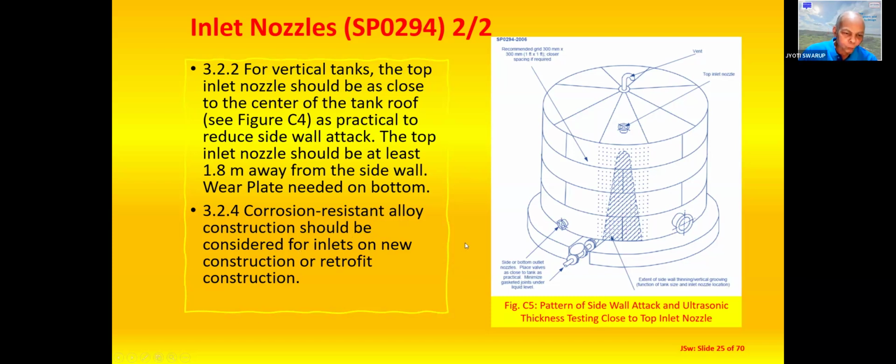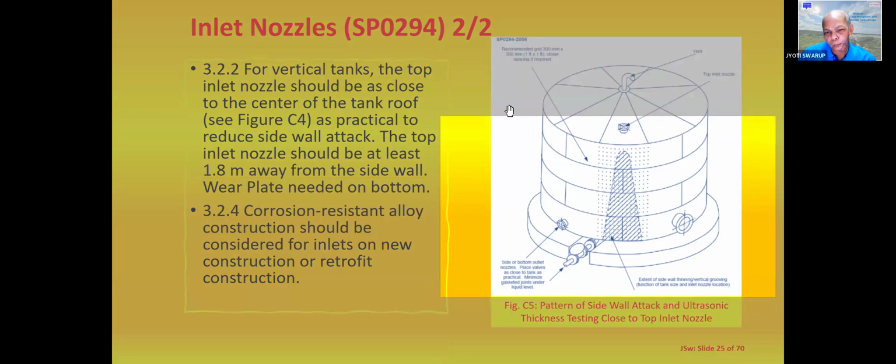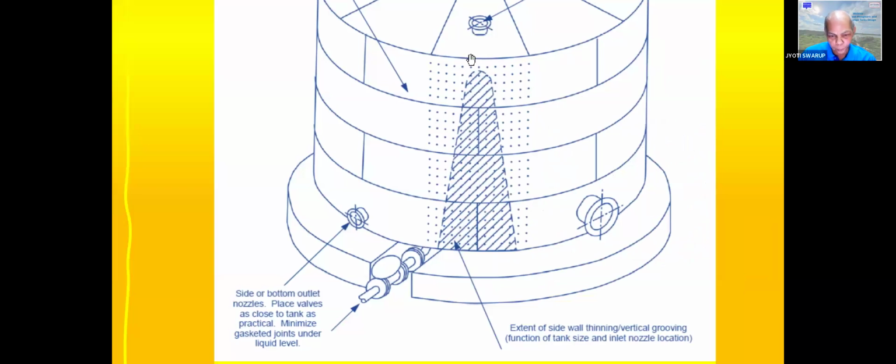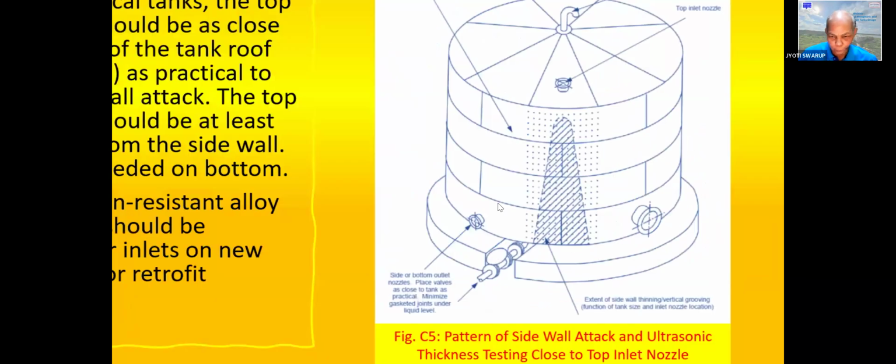Corrosion resistant alloy construction should be considered for inlets on new construction or retrofit tanks. So this is the area which will be corroded if you have a nozzle close to the shell, then the liquid will be falling onto the shell plate, and this area needs to be monitored by whatever means to make sure that there is no corrosion in this area during operation.